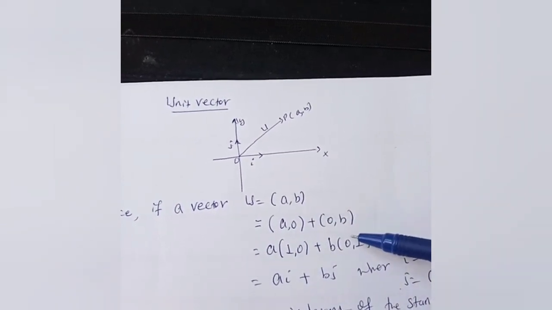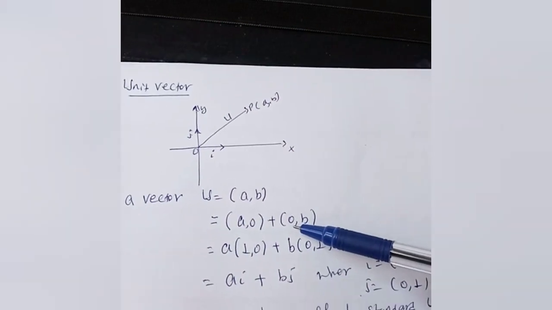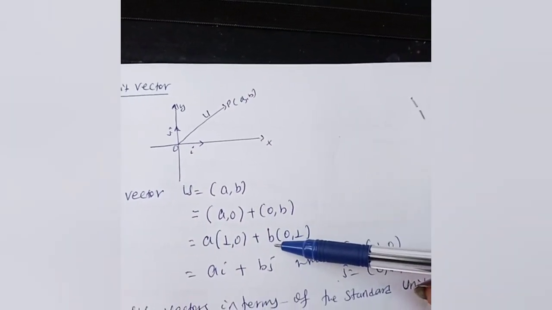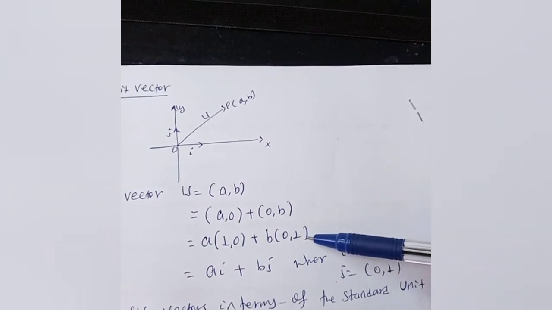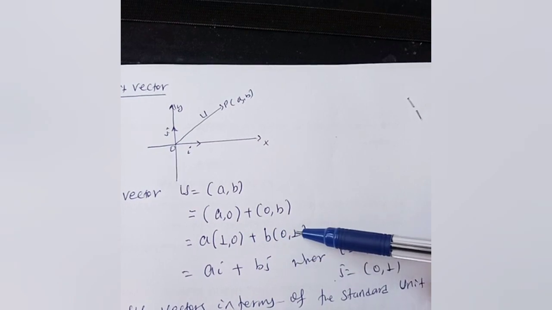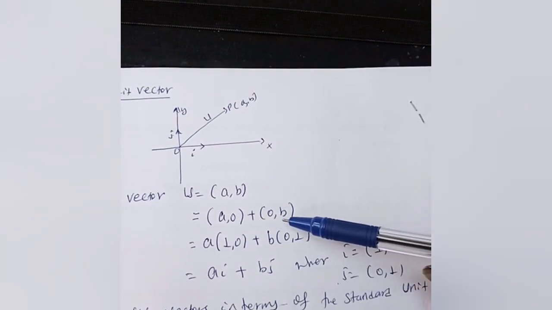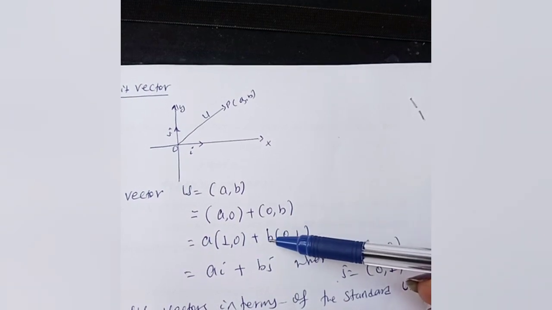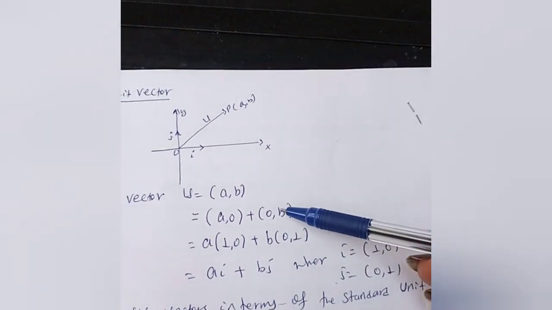So now again for this bracket, for this coordinate, again let's take out b, then b times 0 comma 1, that gives this 0 comma b. The product of this coefficient b with this bracket is 0 comma b, because b times 0 is 0, b times 1 is b.